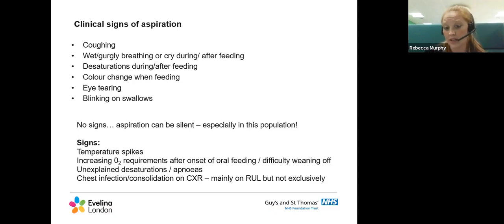Other signs that we'll be looking out for in terms of our neonates are temperature spikes, an increase in oxygen requirements, maybe during feeding or immediately after feeding, or maybe they're just finding it difficult to wean off the oxygen. They might have unexplained desaturations and apneas during or immediately after the feeds, and they may also be getting regular chest infections. And when you do a chest x-ray, if it's on the right upper lobe, then we often think that that's indicative of aspiration, but it's not exclusively there.